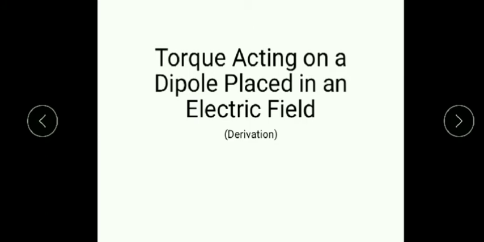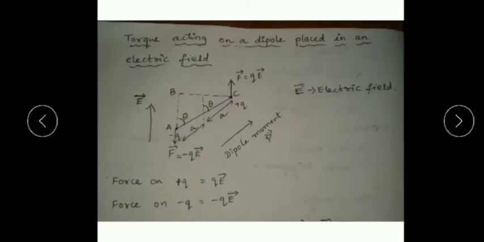If I place a dipole in an electric field, in a uniform electric field, what is the torque acting on that, I am studying now. So we are going to see that equation. We will be deriving that equation now. So let us see what we have to do first. First we have to draw this diagram.